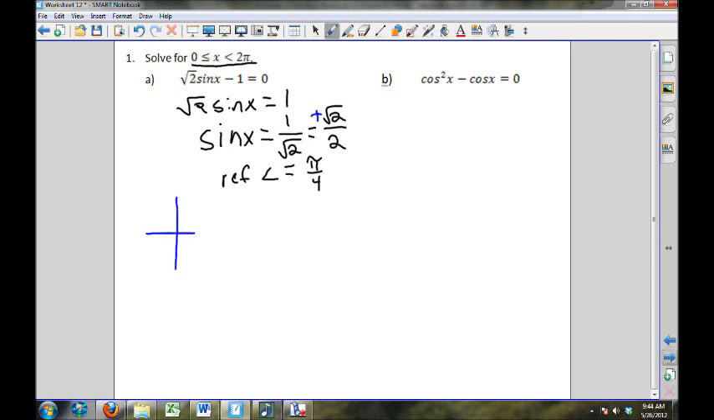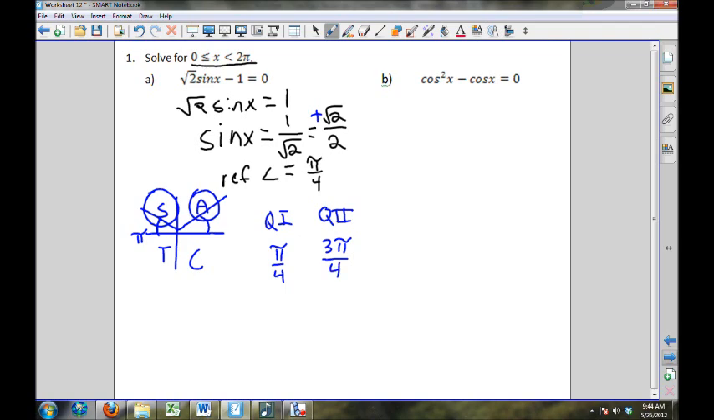So I'm going to consider the quadrants in which sine is positive. A Smart Trig Class: all are positive in quadrant 1, and only sine is positive in quadrant 2. So I'm either in quadrant 1 or quadrant 2. Once I know that, I can find my reference angles in those quadrants. Pi over 4 in quadrant 1 is pi over 4. And this is pi, so if my reference angle here is pi over 4, 1 minus 1/4 is 3/4 of pi, or 3 pi over 4. So those are going to be my two values for x.